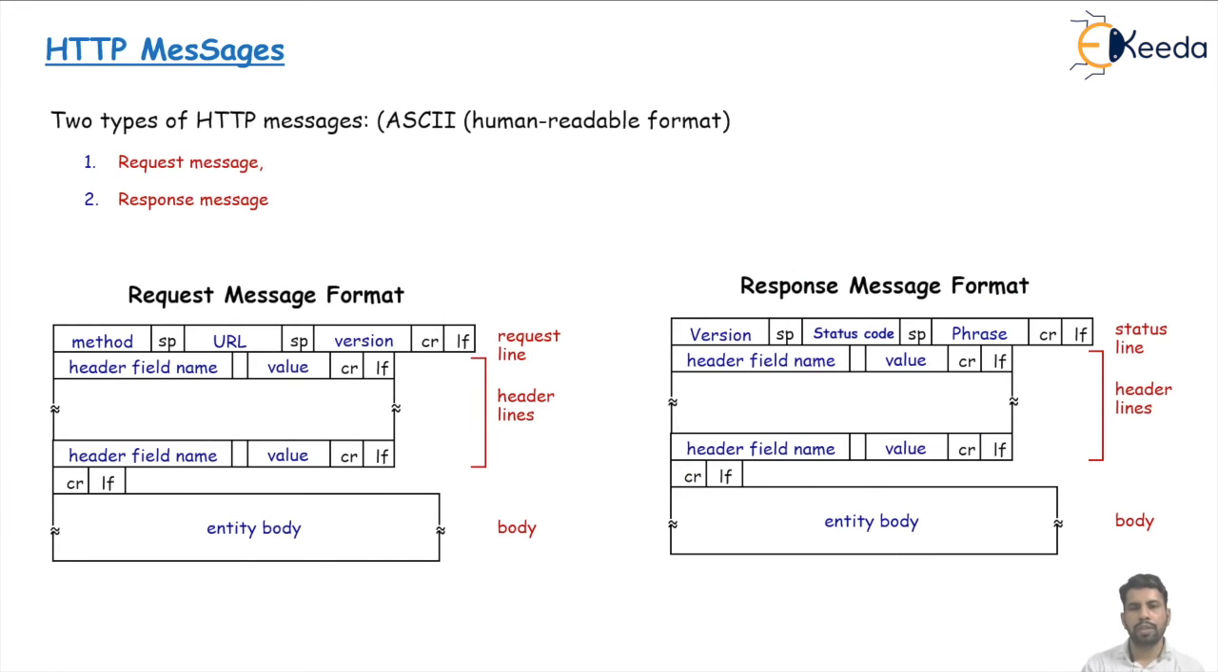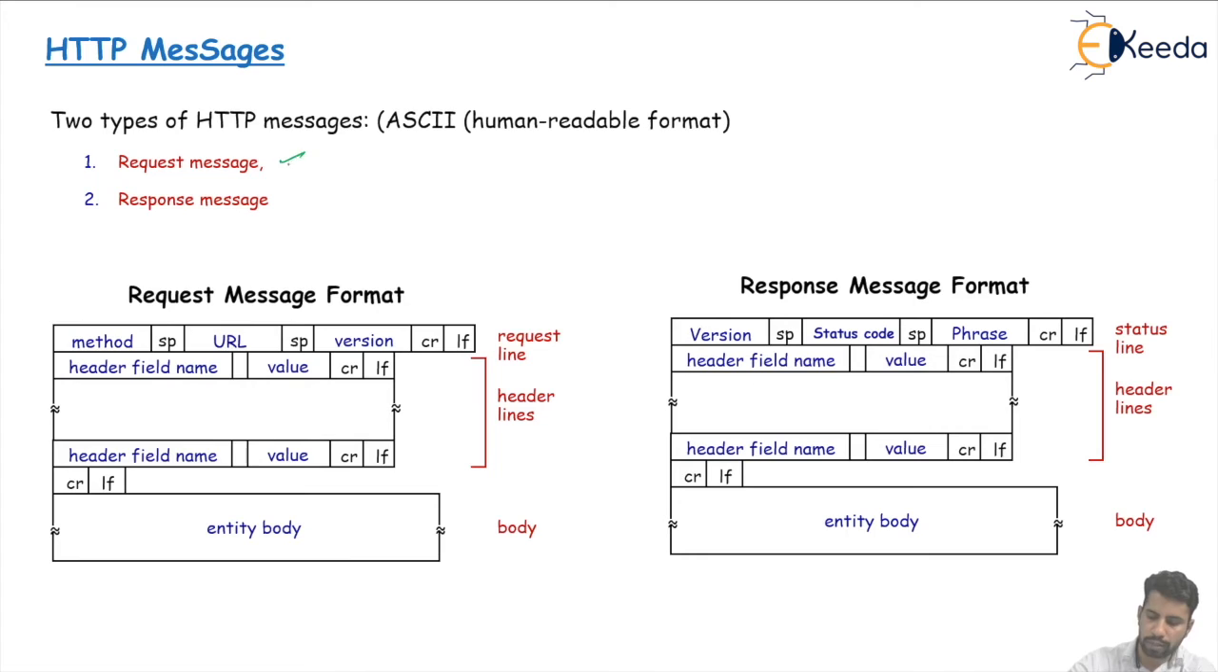the HTTP client sent a request and the HTTP server sent a response. Means some message exchange is happening between the client and the server. Message transfer is happening between the client and the server. So how do you differentiate? This is a request message from the client and this is a response message. For that we have different formats for the request message and the response message.